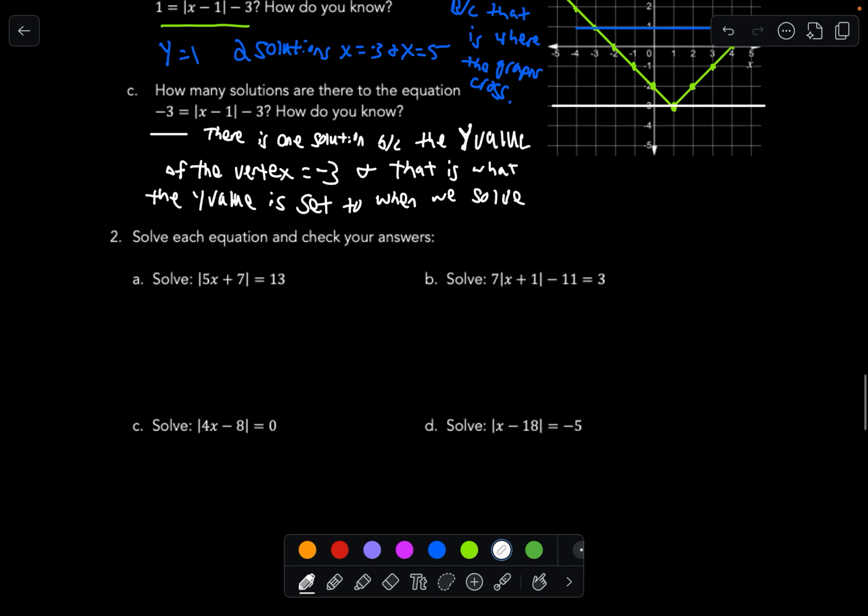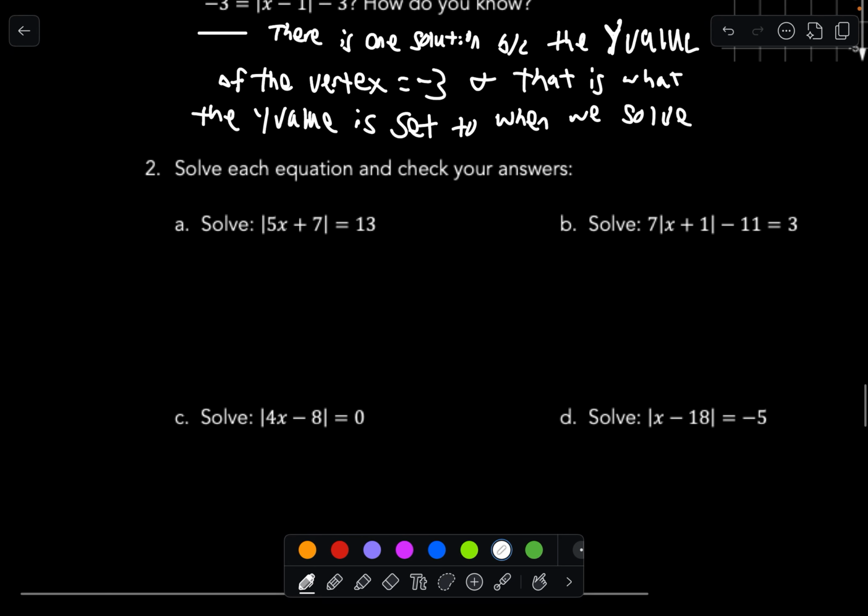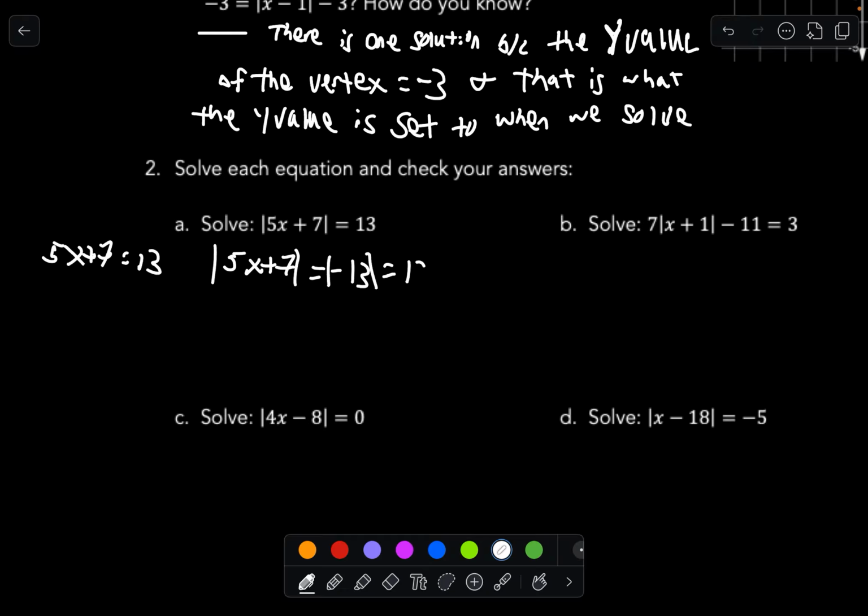Now it says solve each equation and check your answers. Well, you have one that's the absolute value of 5x plus 7 equals 13. So what we do is, remember, when we're dealing with absolute values, we can write 5x plus 7 can equal 13, or 5x plus 7 can equal negative 13, because remember, we're taking the absolute value, so if we took the absolute value of this, we would end up with 13, so that's a solution.